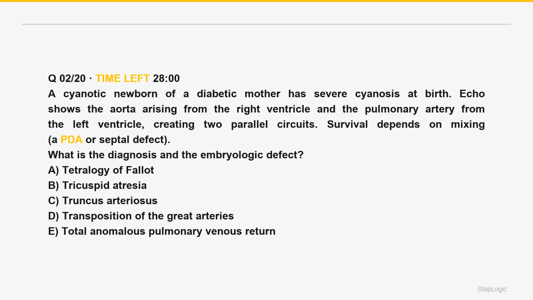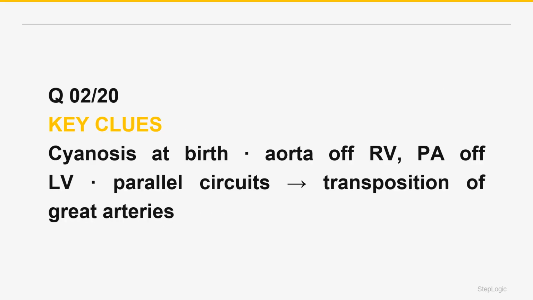Cyanotic newborn, aorta off RV, PA off LV, parallel circuits, diabetic mother: transposition of great arteries, failure of the aorticopulmonary septum to spiral. This is transposition of the great arteries, D-TGA. The embryologic defect is failure of the aorticopulmonary spiral septum to spiral during truncus arteriosus division. As a result, the aorta arises from the right ventricle and the pulmonary artery arises from the left ventricle. This creates two parallel, separate circulations.